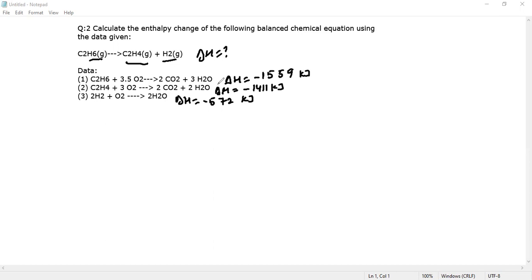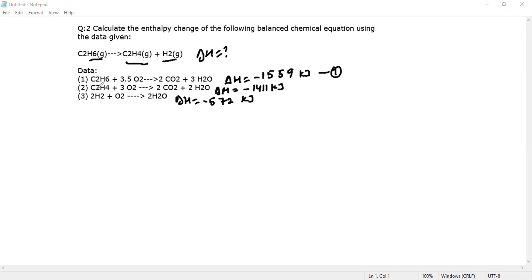First of all, let's take a look at the required equation. We require C2H6 on the reactant side. We do have an equation in which C2H6 exists on the reactant side, so we don't need to do anything with this equation. Let's say this is your first equation. We can go ahead and use this equation as it is. So let's say this is your first equation, right? Now let's write it here.